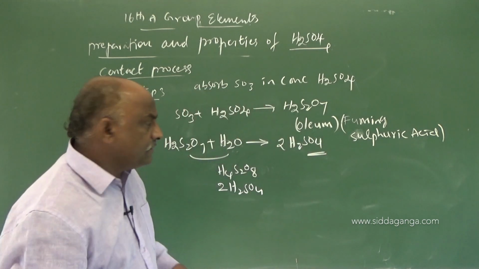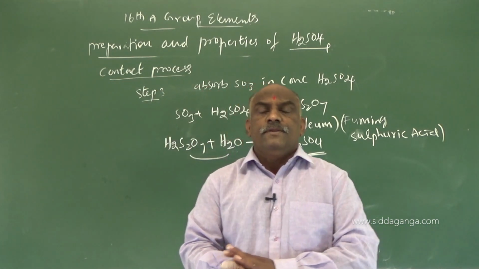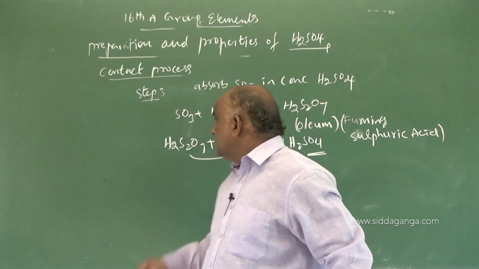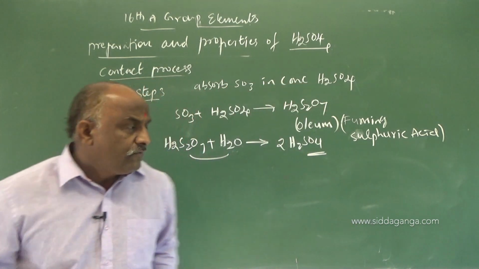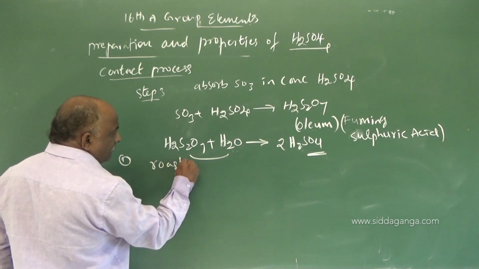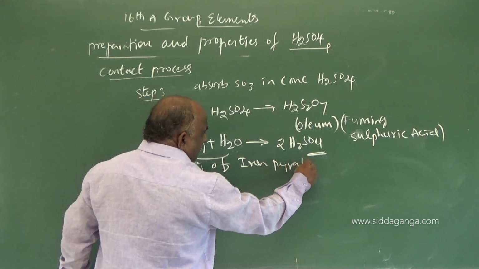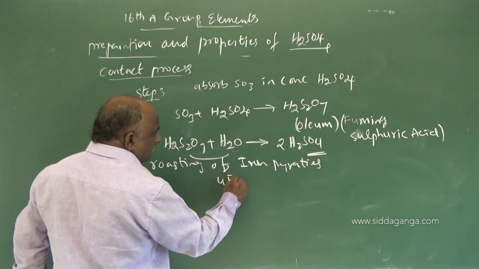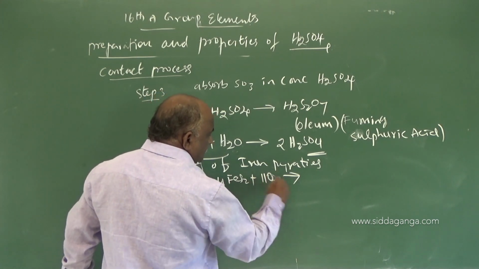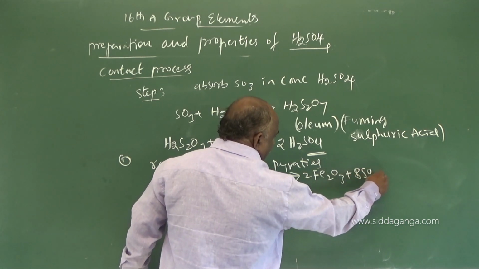So here, my dear students, this is the systematic procedure to prepare sulfuric acid. This process is called the contact process. Once again, the contact process is followed in 3 steps. Step 1 is roasting of iron pyrites: 4FeS2 plus 11O2 gives rise to 2Fe2O3 plus 8SO2.